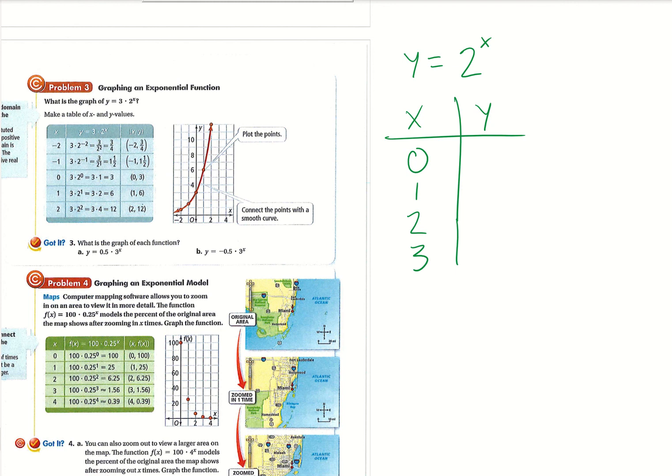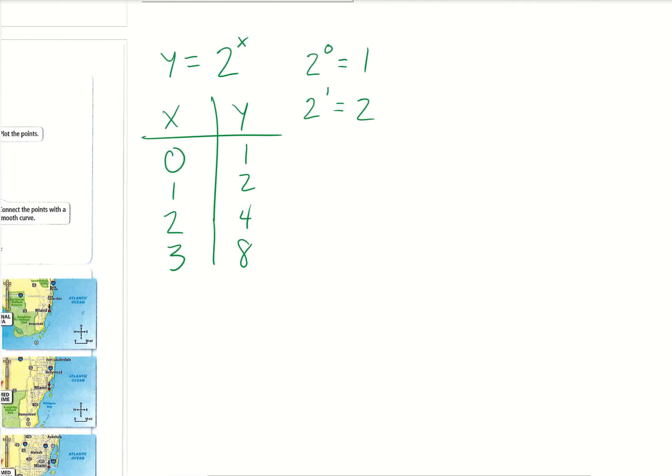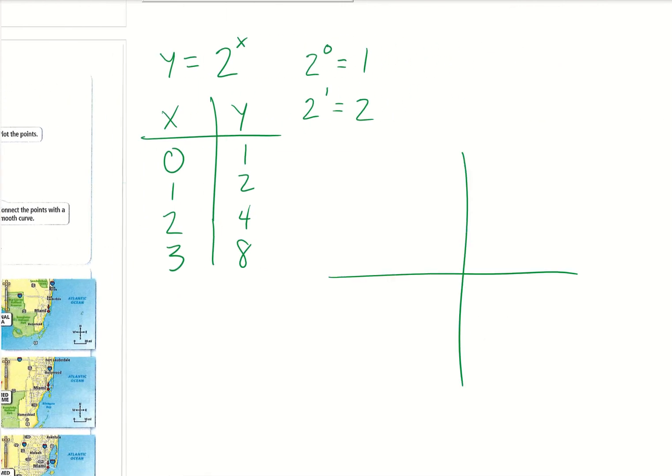So then I would plug in 0 for 2 to the x, which would be 2 to the 0, which is 1. Okay, do the same thing here. 2 to the first power is 2. 2 squared is 4. 2 to the third is 8. Okay, then I would go over here. I can graph that, right? I'm going to have 0, 1. And then I'll have 1, 2. 2, 4. Okay. It should eventually get to something like this when we graph it.